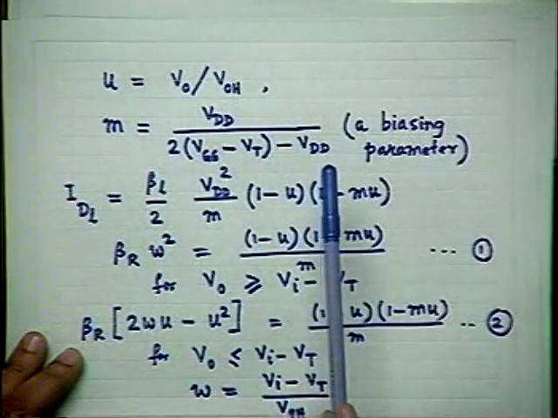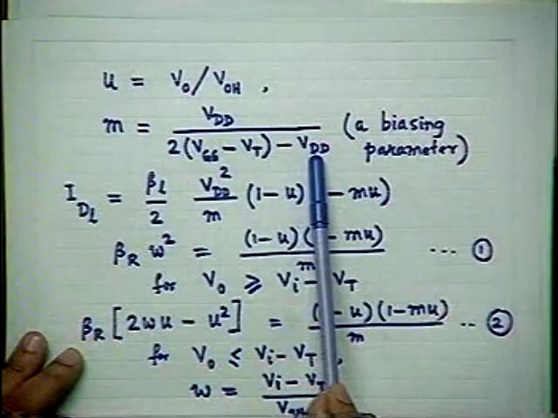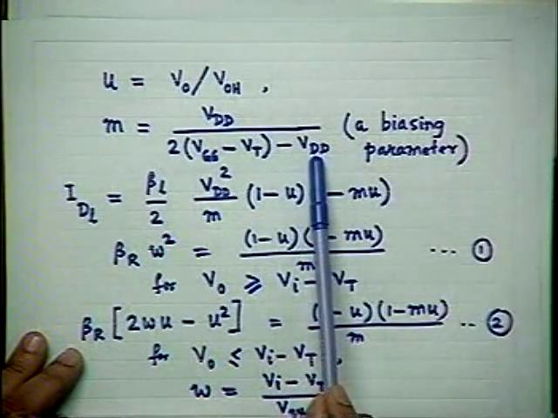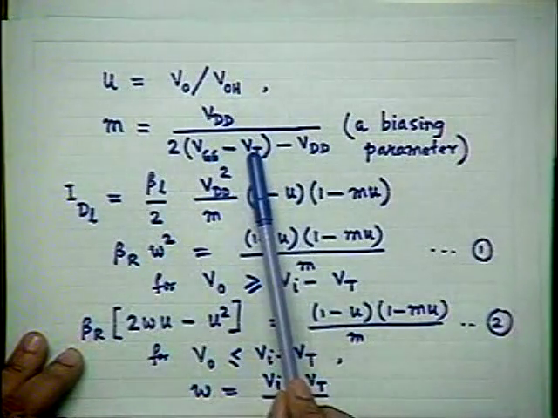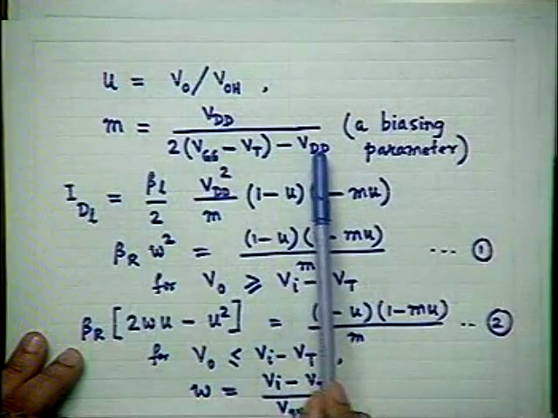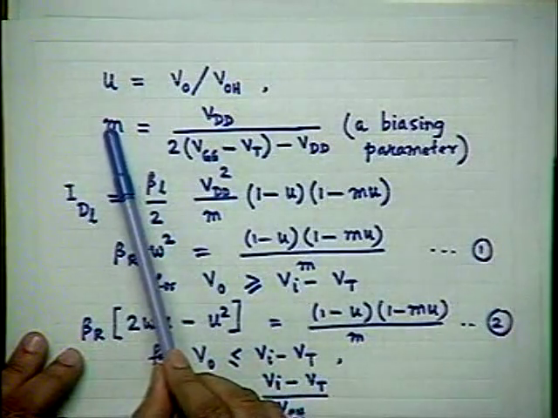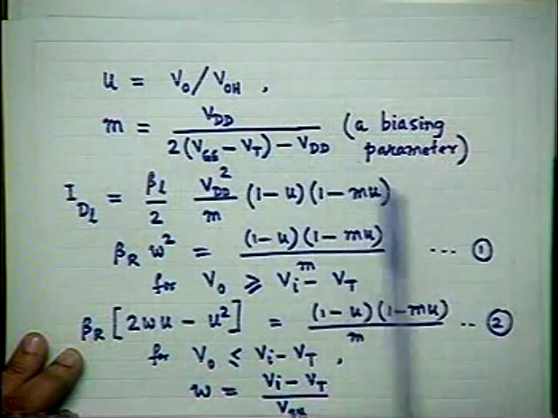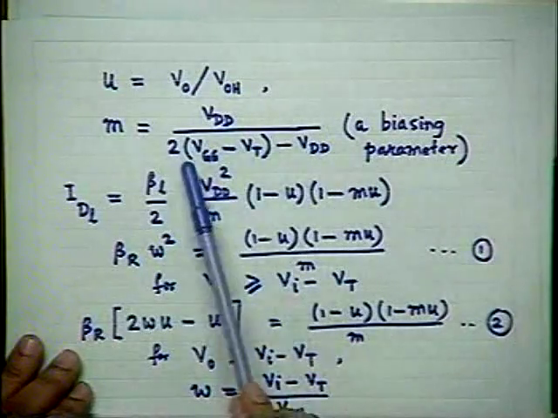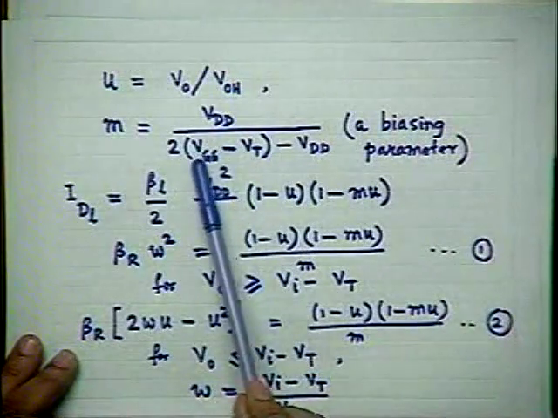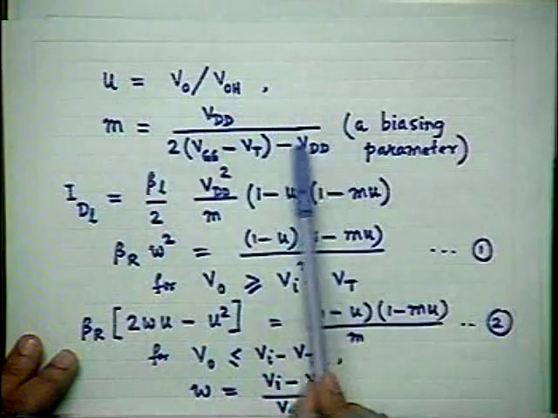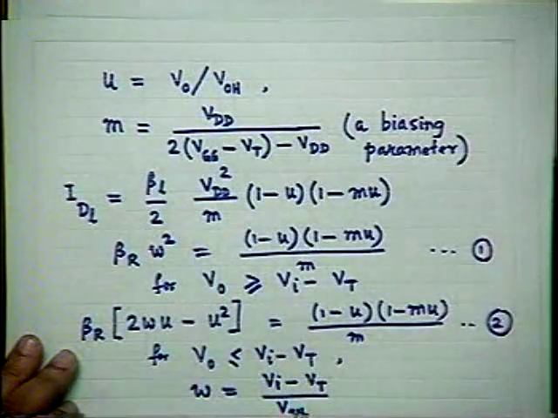Almost one, if I assume that VT is small compared to VDD. If VT, the threshold voltage, is small compared to unity, then M equal to 1 means VGG is equal to VDD, the so-called saturation. In fact, we say that the transistor is in saturation when M is equal to 1, and that is very much ensured. When M is equal to 1, the load is in saturation.